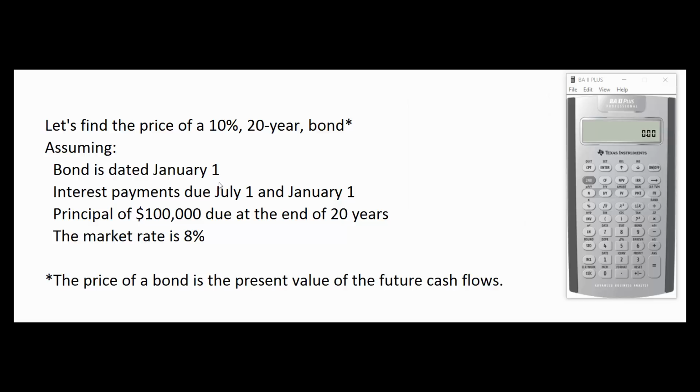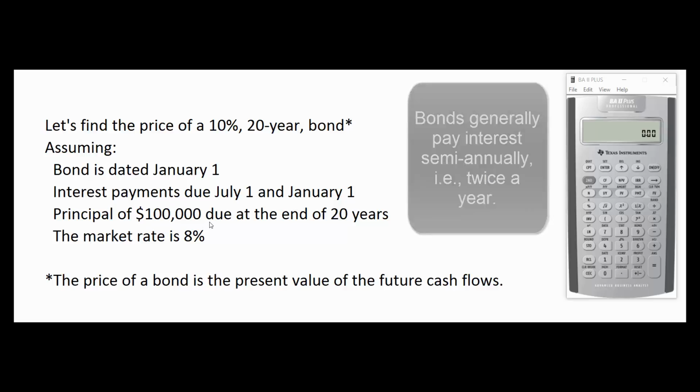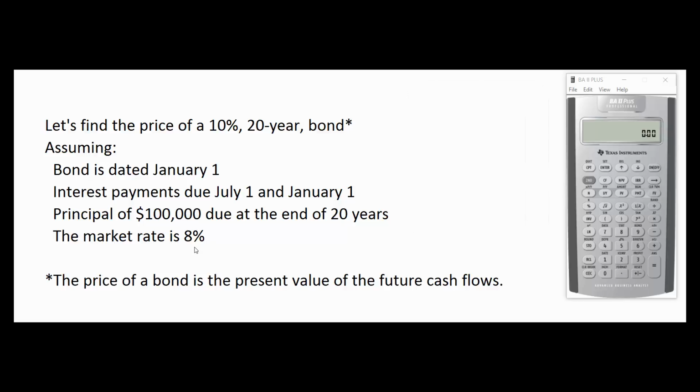Let's say the bond is dated January 1st. Let's say interest payments are due July 1st and January 1st. Remember, in the real world, bonds pay interest twice a year. The principal amount is $100,000. So at the end of 20 years, we're going to have to pay back $100,000 no matter what we sell the bonds for originally. And in this example, interest rates have gone down, so bond prices should have gone up.